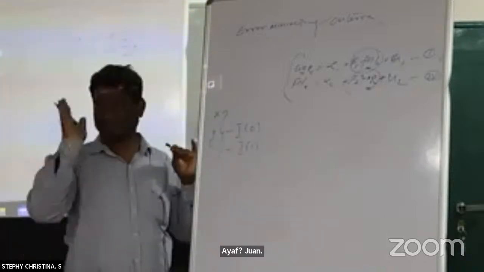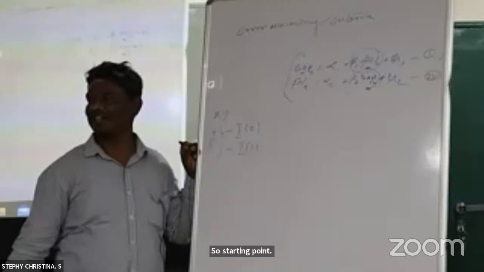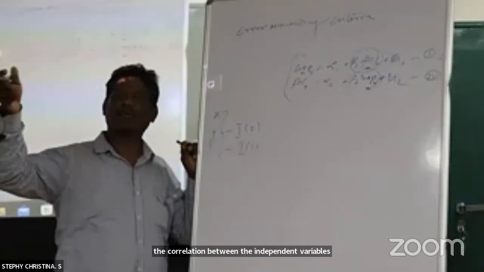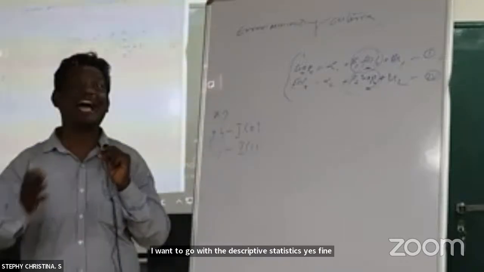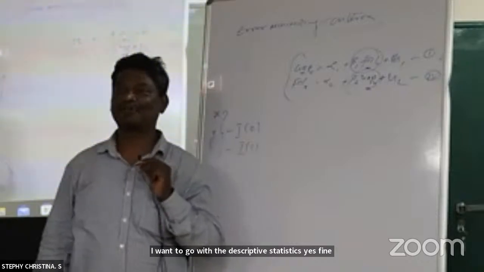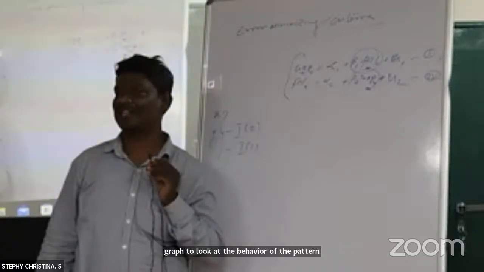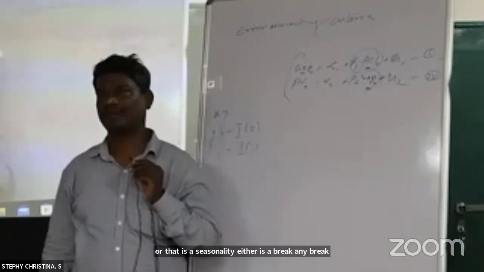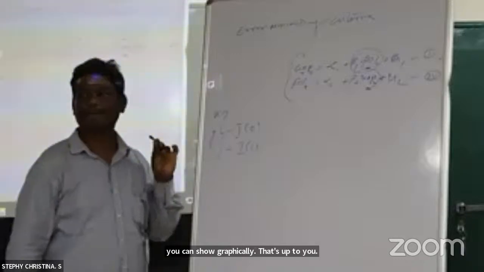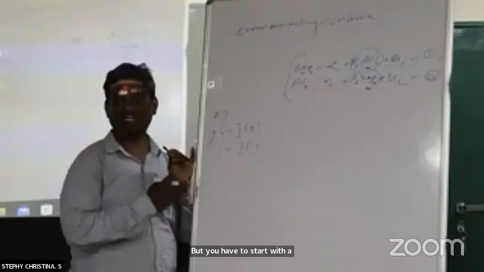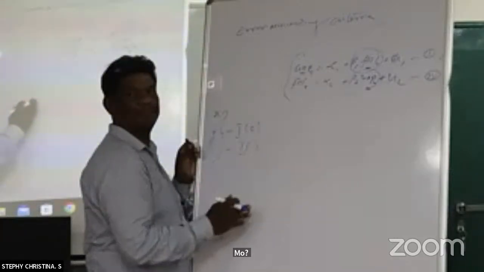So the starting point. If you want to find out the correlation between the independent variables, yes, correlation matrix, yes. If you want to go with the descriptive statistics, yes, fine. If you are publishing an article, you may want to go with the graph to look at the behavior of the pattern, whether there is seasonality or any break, a switch I'm talking about. You can show it graphically. That's up to you. But you have to start with the stationarity concept first.